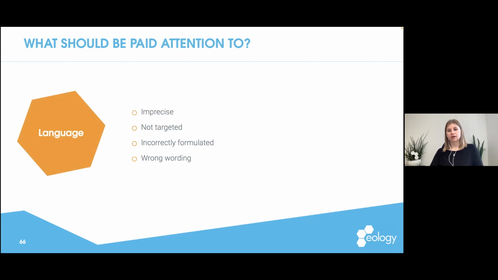Next one, what you have to pay attention to in your quality control is the language. It has to be precise, it has to be targeted to your group, it has to be formulated correctly, and it has to be the right wording. Check again your wording and what you established before, so you create a consistency throughout your landing page, throughout all of your content. That's very important to address your target group directly.